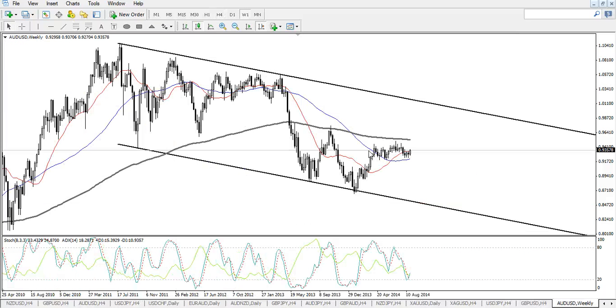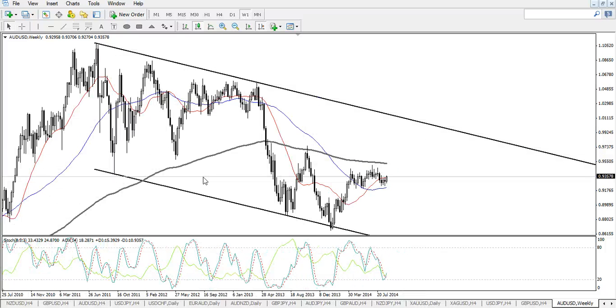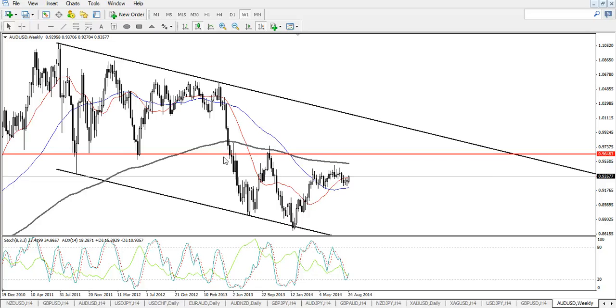And finally, we'll look at Aussie against the dollar. This is a week 1 chart, a weekly chart. It's showing a falling trend line, a falling trend channel. Over here, we can see that there is a very strong support level, or rather a support turn resistance level. So ever since price has broken below this level at 0.9648, it fell, got supported at the bottom of the falling trend channel, came up and got resisted again at the level of 0.9648.